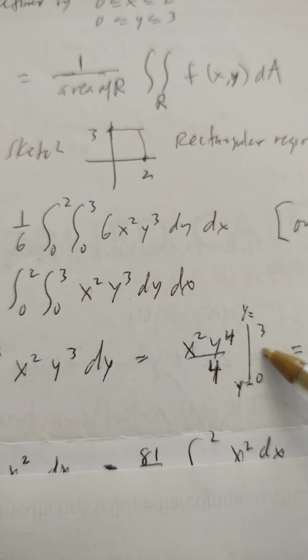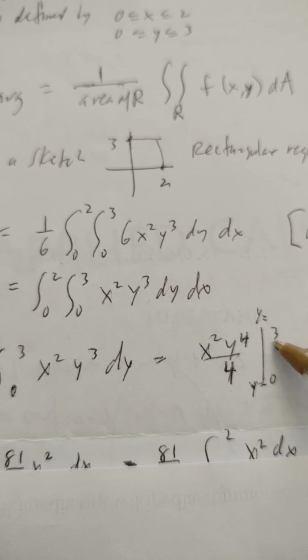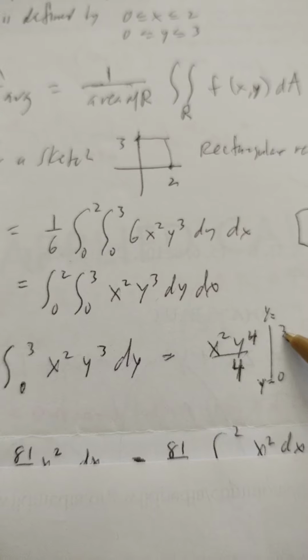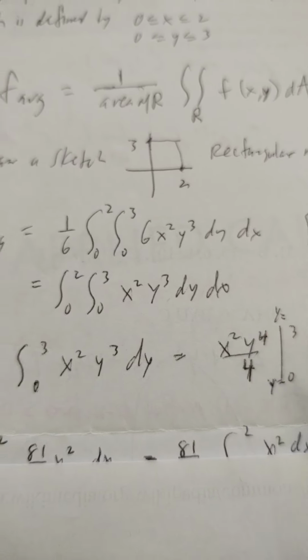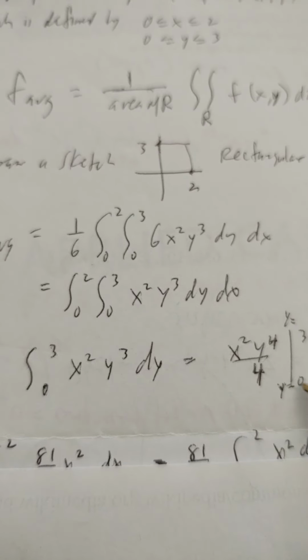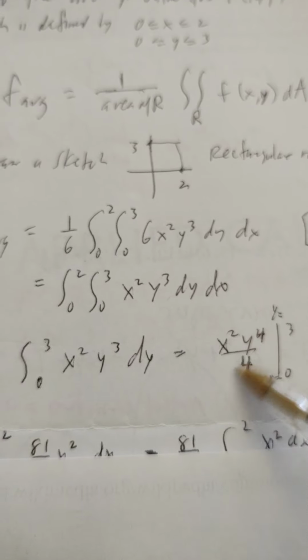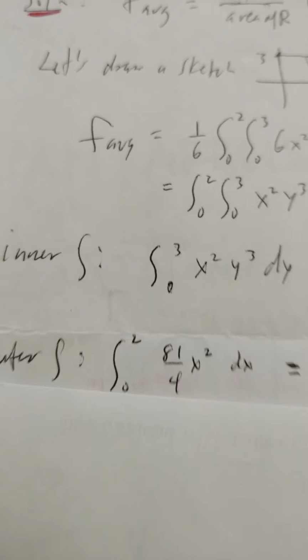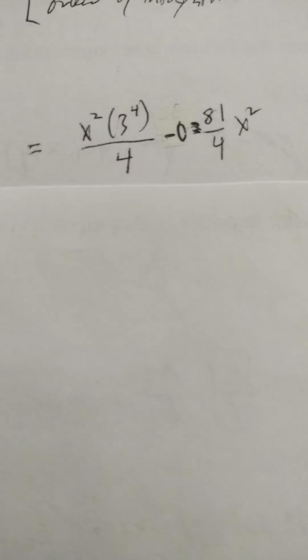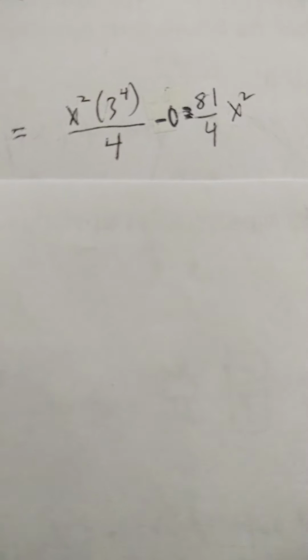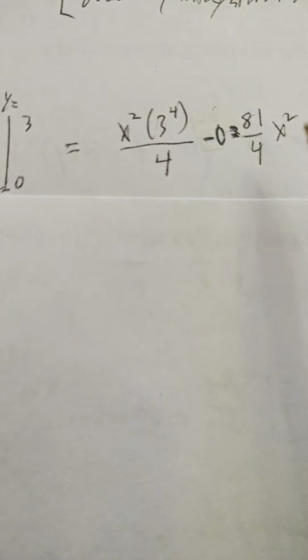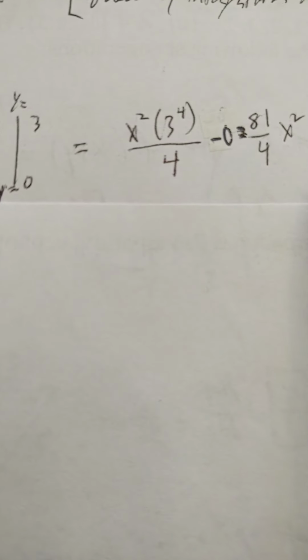And you always input the 3 first, the upper one. So wherever you see y's, you're going to write 3. So it's going to be x squared times 3 to the 4th over 4 minus, and then when y is 0, this whole thing disappears. So my final answer for the inner integral is just 81/4 x squared, because 3 to the 4th is 81. Subtracting 0 doesn't change anything.